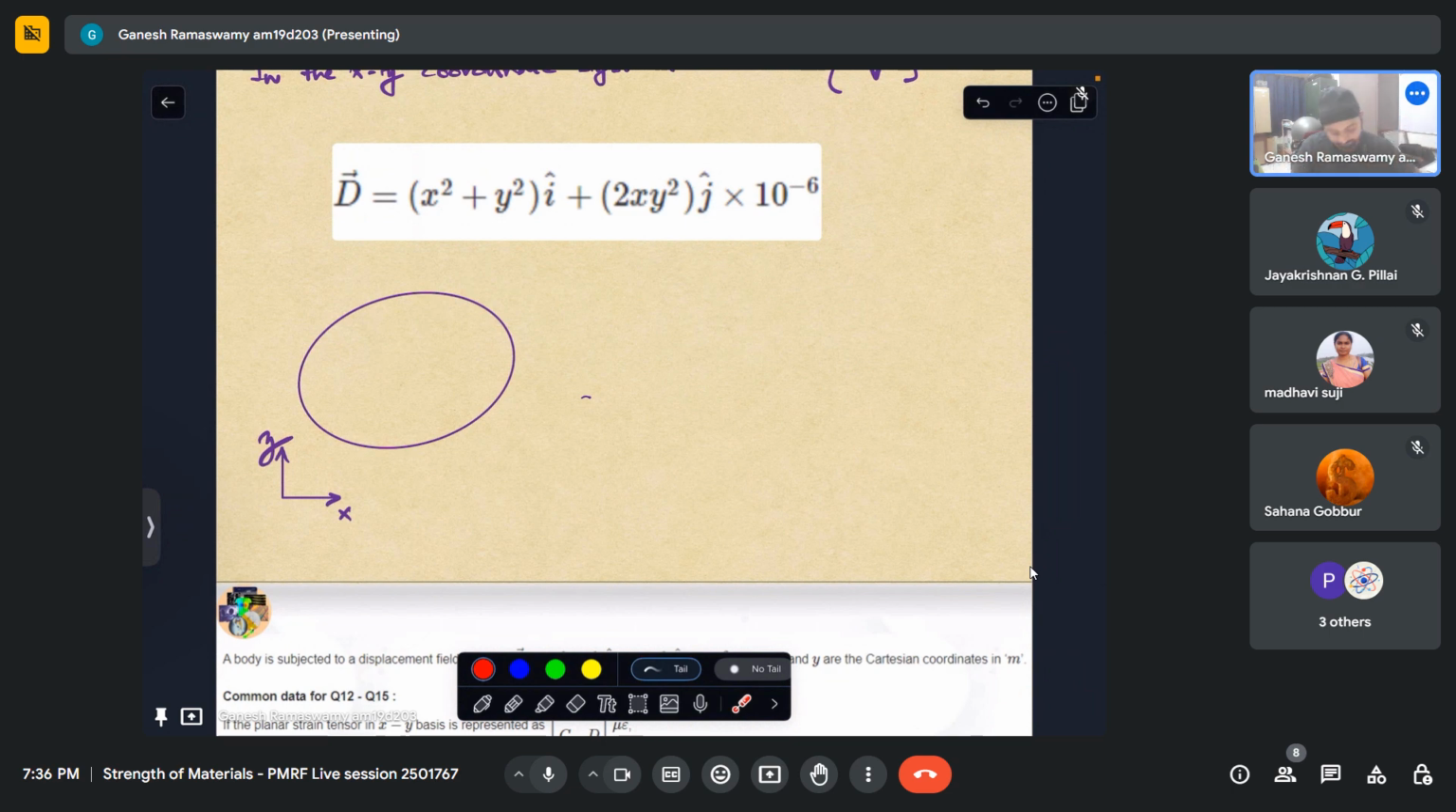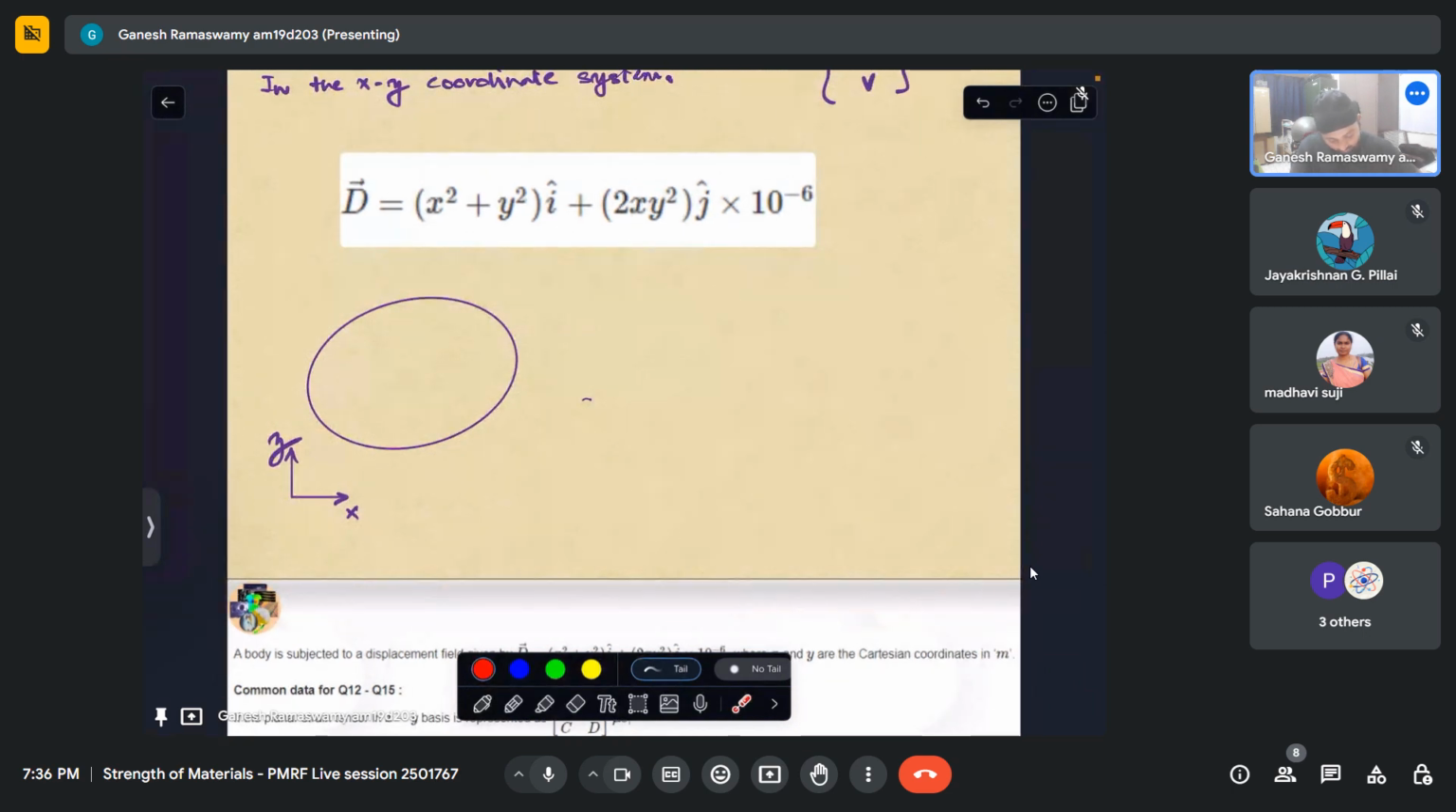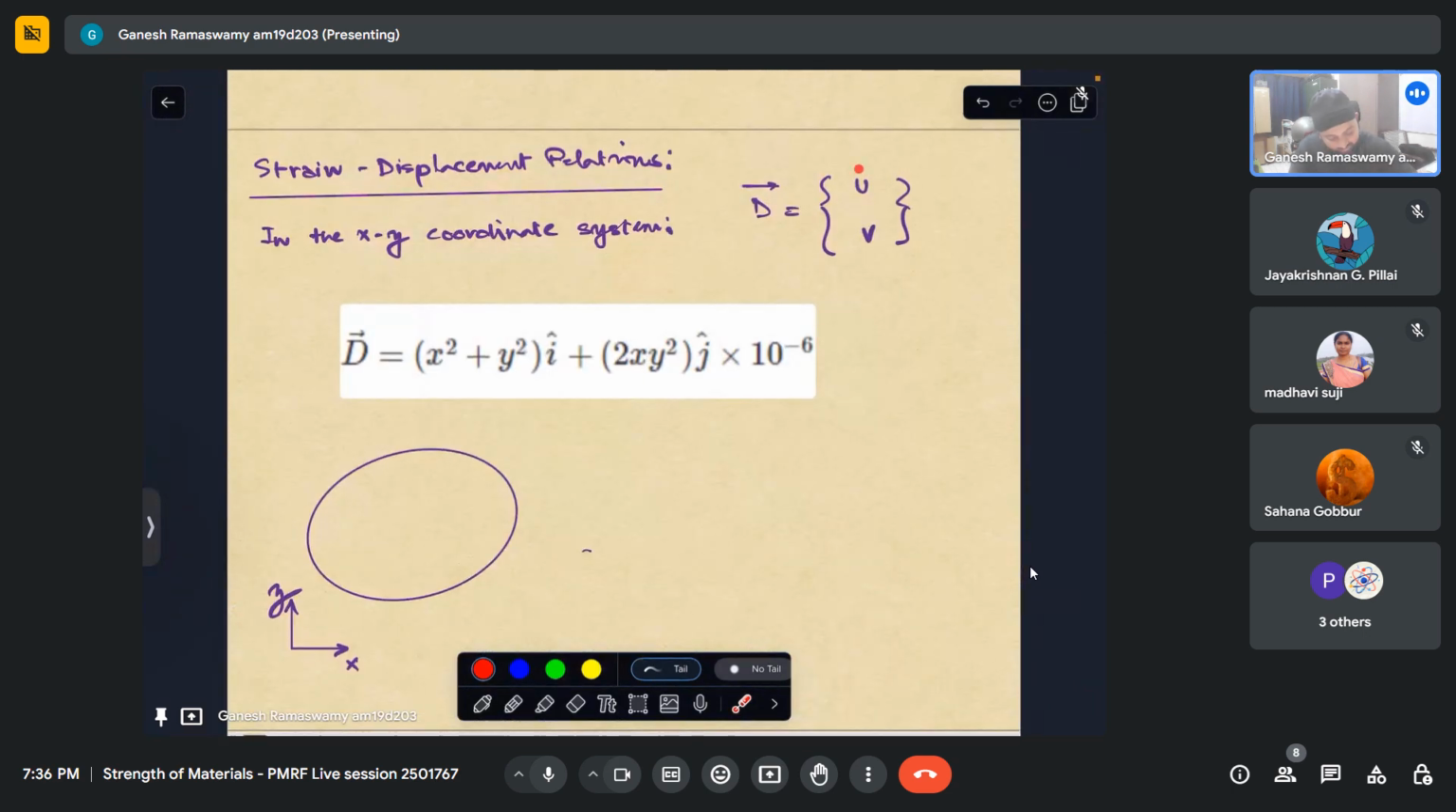Now, this can be broken down into two scalar components. This is something i cap plus something j cap. So I have just written that as u and v. So for this question, u is x square plus y square into 10 power minus 6, and v is 2x y square into 10 power minus 6. So this is something we have been given, we have identified. This is how the displacement field is.